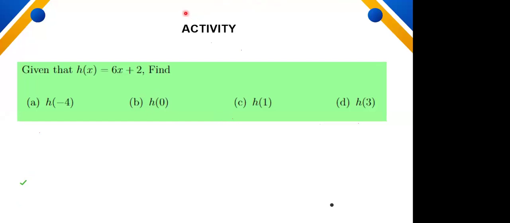In simple terms, all you have to do is replace the x in h(x) with -4, so h of -4. So it will be 6 times -4 plus 2. Then you get your answer. So what is 6 times -4? -24. Plus 2, then you get -22. Okay, thank you, Gabriel. I have Buko done.